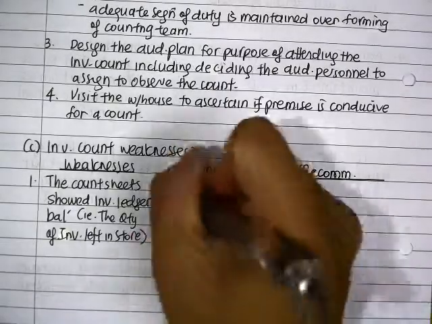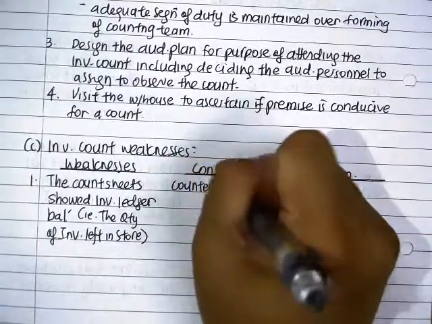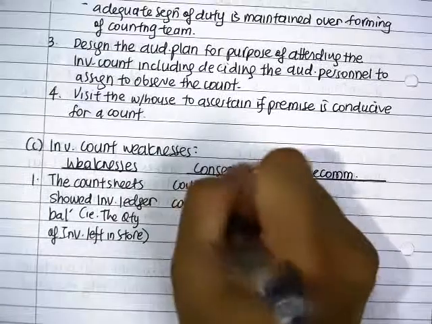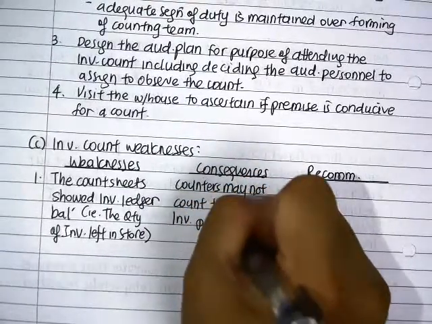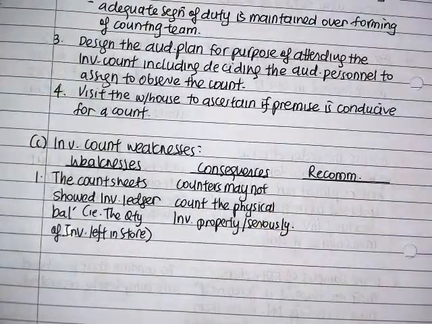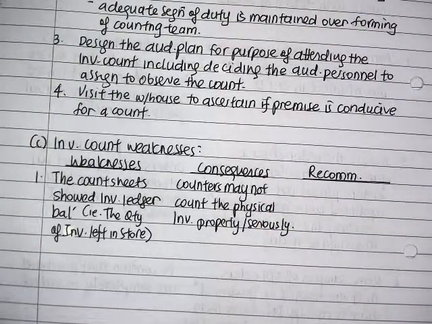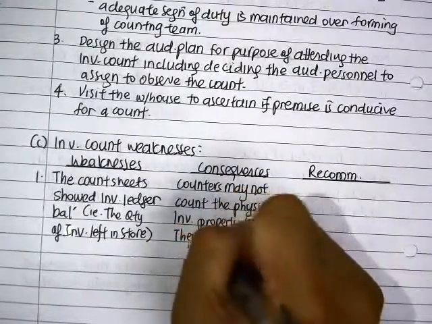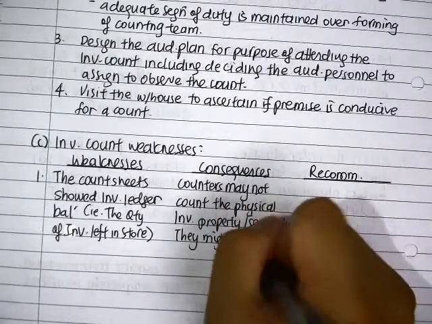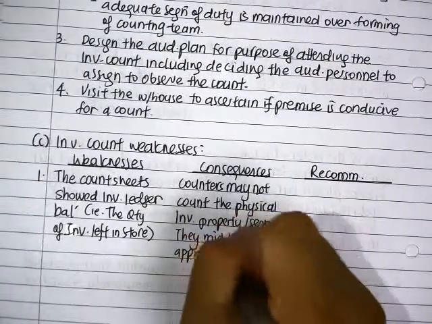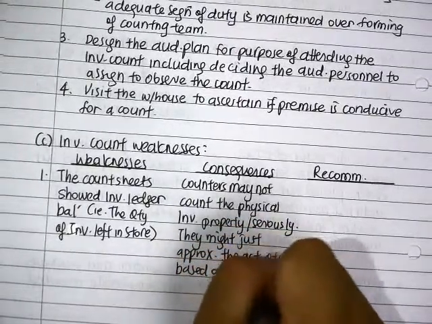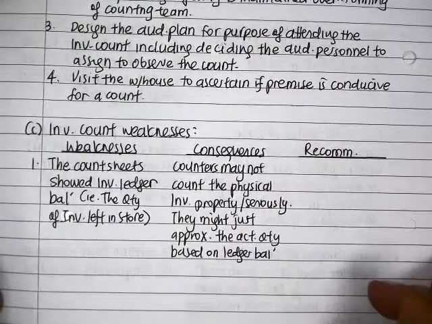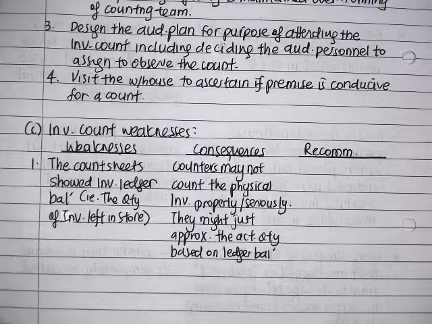Now, so what's the problem? Counters may not count the physical inventory properly or seriously. Okay, now they might just approximate the actual quantity based on the ledger balance. Now this is the risk. Or they probably may waste time searching for inventory that they felt is missing. So all these are the problems that we see here.